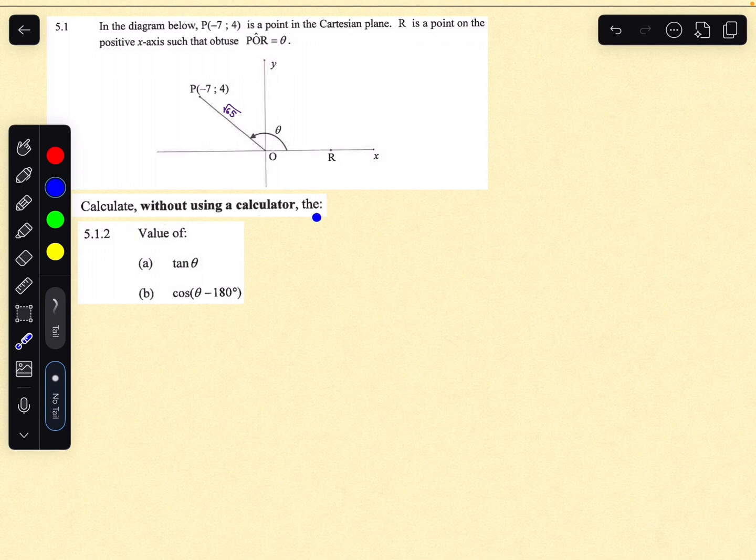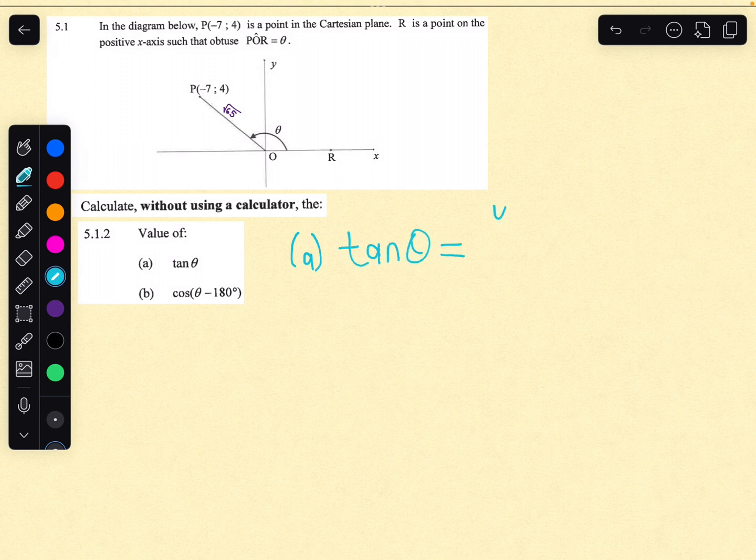Right, calculate, once again, without using a calculator, the value of tan theta, right? The tan ratio of this angle. And we know that on the Cartesian plane, the definition of tan is given as the ratio between the y coordinate and the x coordinate. So tan theta will be equal to y over x, which in this case is, no, what did I point at? Y over x, not y over x. Sorry. y coordinate over x coordinate. So positive divided by negative gives us a negative answer of -4/7.